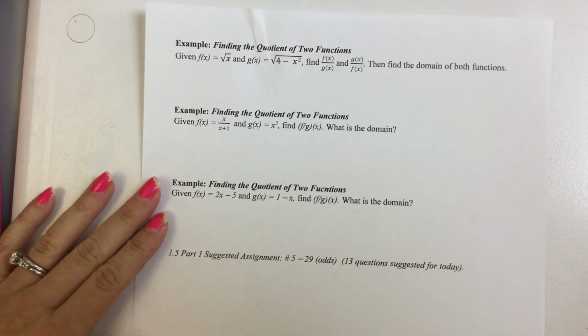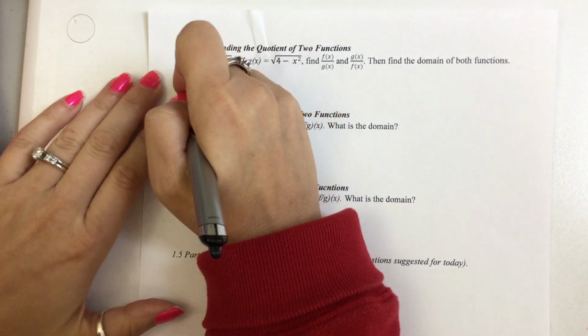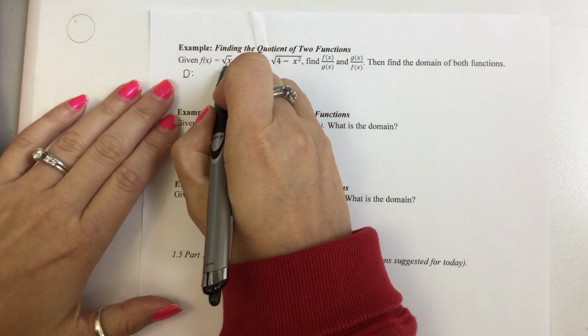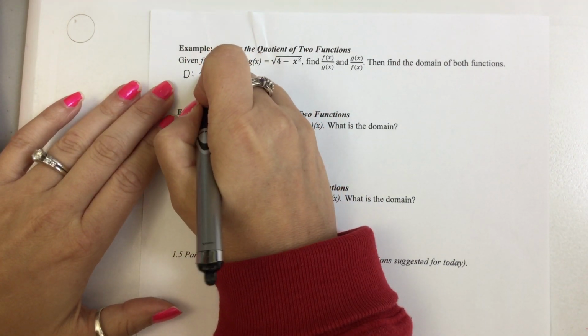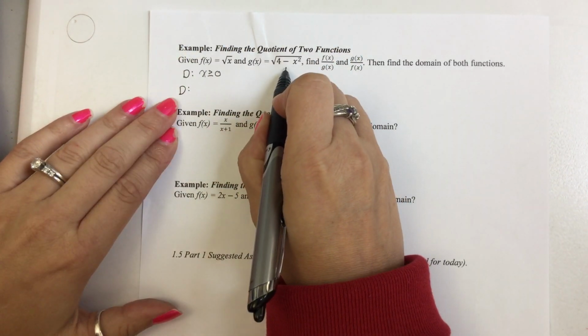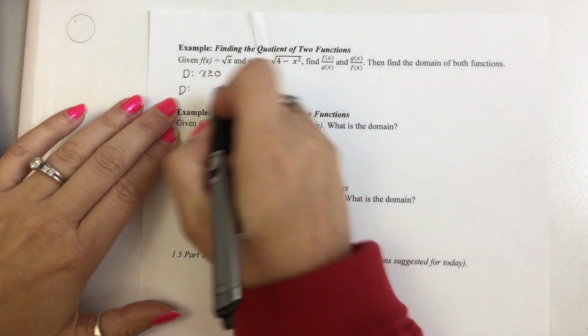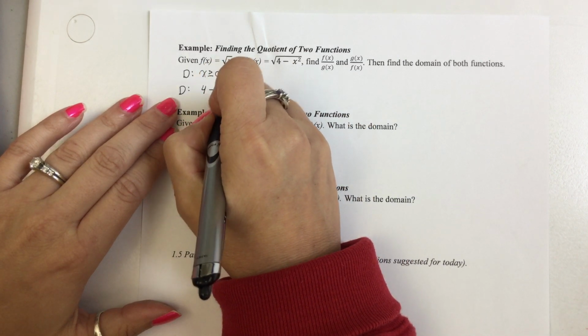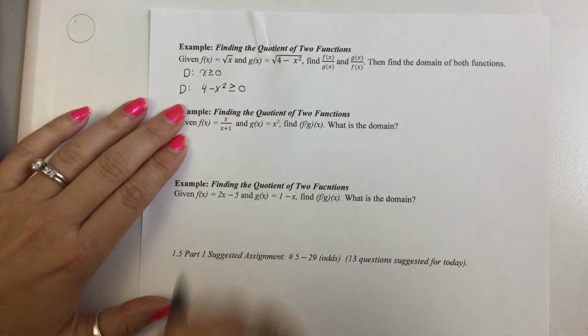Whoa, people, I got some definite domain restrictions. So the domain for f of x, remember you can never have a negative under the radical, so x has to be greater than or equal to 0. Okay, I have a domain for g of x. Underneath the radical, 4 minus x squared, that also has to be greater than or equal to 0.